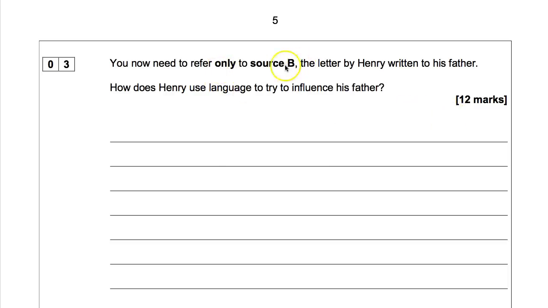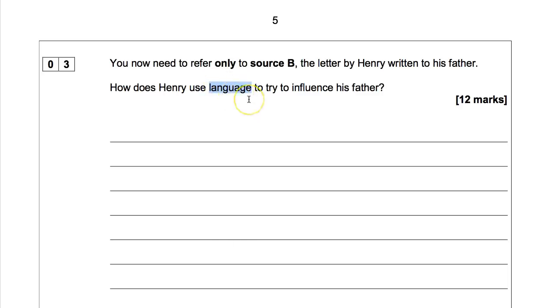Well, remember to find the right source, so you're only going to do the source that's named. It will probably always be source B, and then you have to look at the command words. This will always be a language question, and because it's always a language question, I hope you realize that means you must always quote. Every time you make a point, no matter what it is, you must quote. If you don't quote, you can't get the top marks.